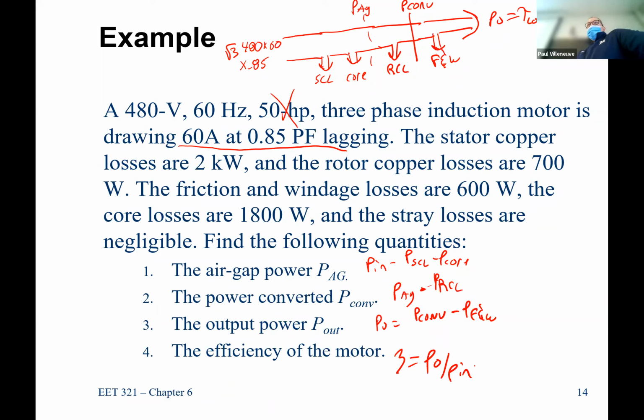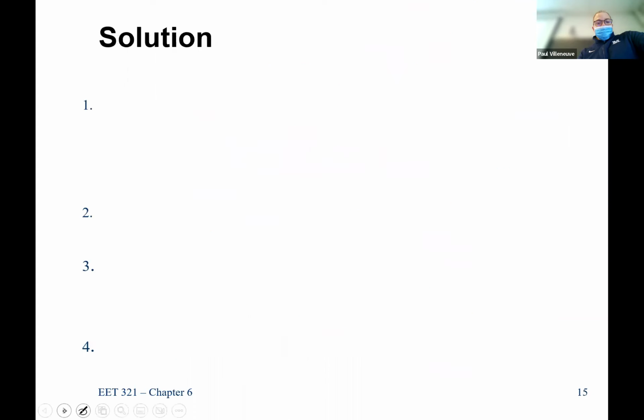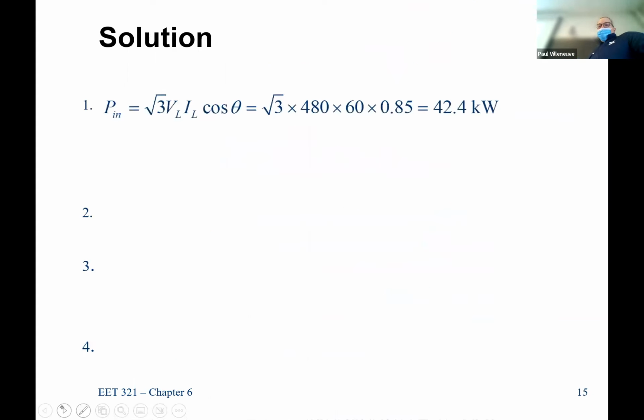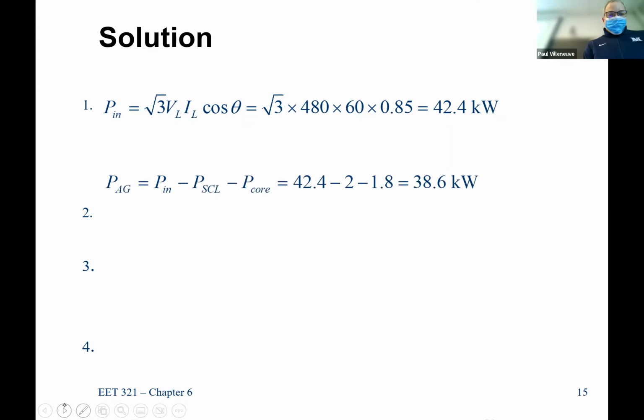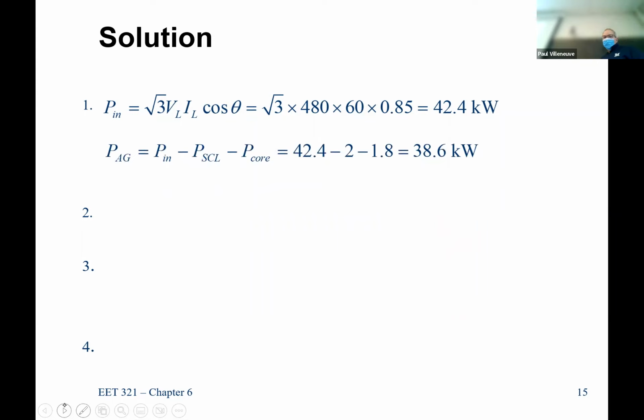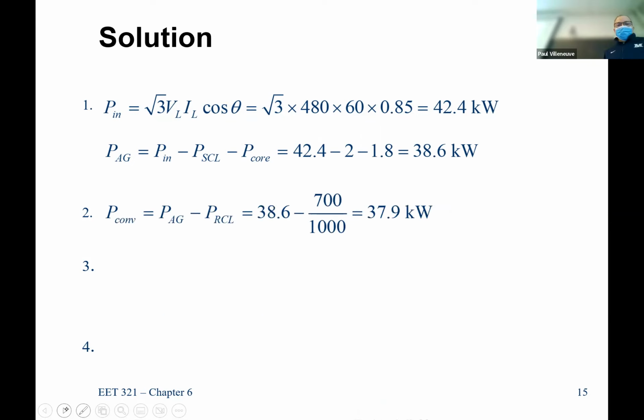Okay. So draw the diagram at front, and then perhaps you can start to see how some of the things work out. So let's go ahead and continue. Here's our input power. 42.4 kilowatts is the actual calculation. My air gap power, minus stator copper loss and core loss, is 38.6. Converted power is my air gap minus my rotor copper losses.